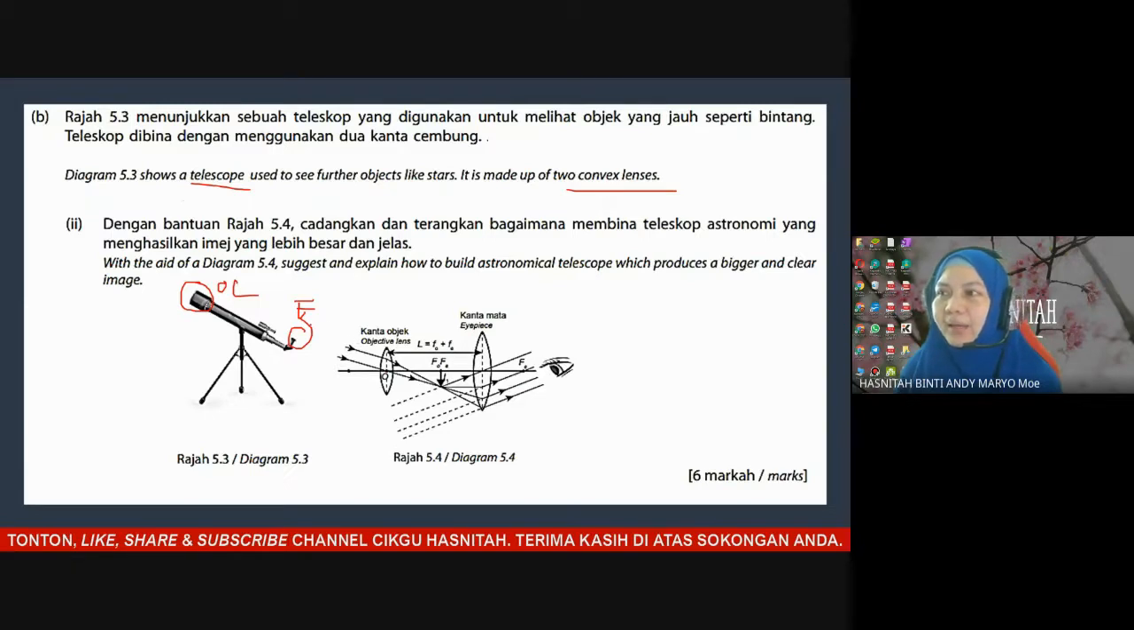Okay, ini parallel ray from the very far away object entering the objective lens. So this is the first image form. Okay, again, first image will be the object of the eyepiece. So final image appear here. Okay, ini kita punya final image form at infinity. Alright. And we should place our objective and eyepiece at the distance of the sum of the focal length of the objective lens plus the focal length of the eyepiece.